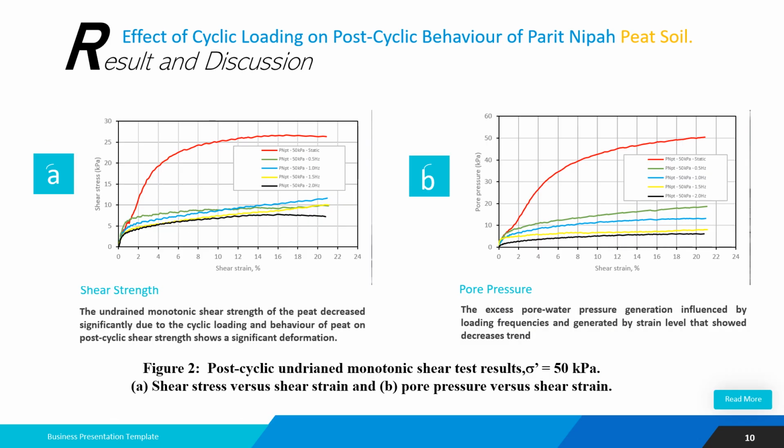From the shear stress and pore pressure perspective, as shown in figure 2, additionally, it was noticed that in the PNPD or Parit Nipah peat soil, the excess pore water pressure generation is influenced by loading frequencies and generated by strain level, which showed decreasing strain in figure 2 as well. And Moreno and Edgar 2004 highlighted that the generation of excess pore water pressure depends mainly on the strain level reached and on the cyclic degradation produced, and to a small extent on the increase in the number of cycles.